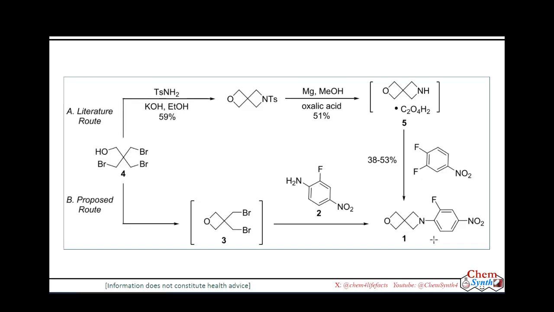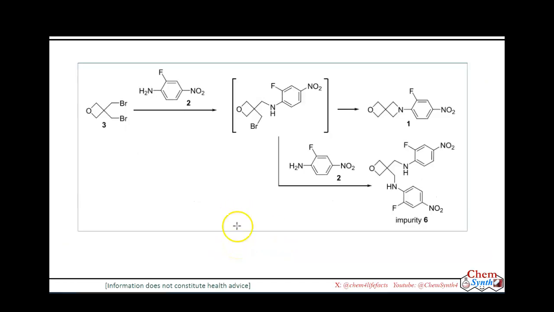To validate this proposed route, they started with the feasibility of this step. So they started with a pure compound 3 and coupled with this amine, but under basic condition. So they used sodium hydroxide under basic condition. Along with the desired compound, they obtained some quantity of this bis aniline adduct.